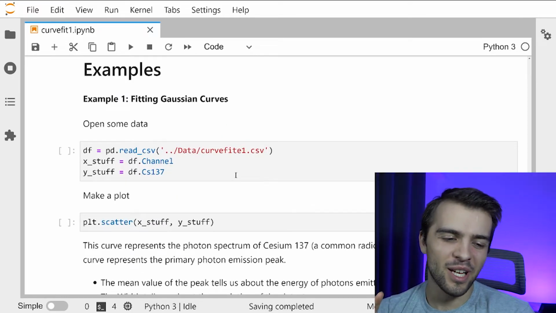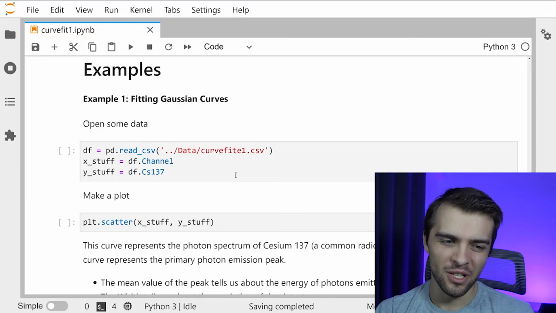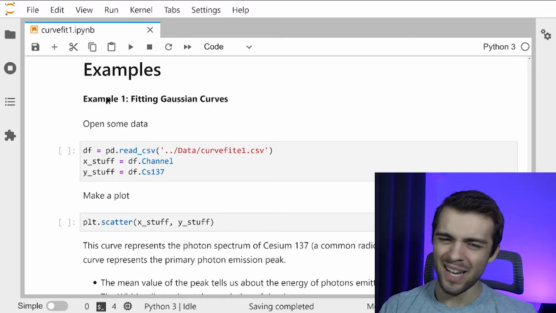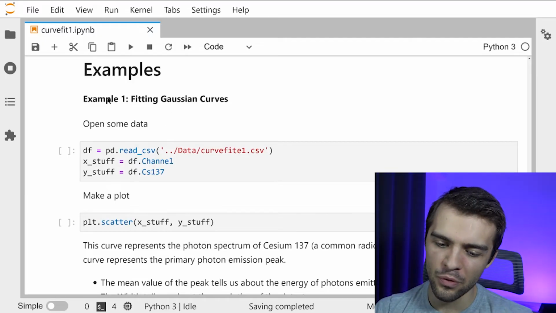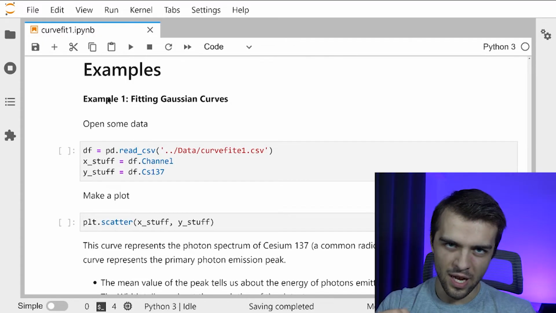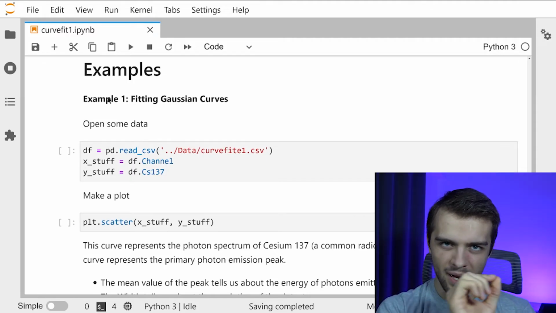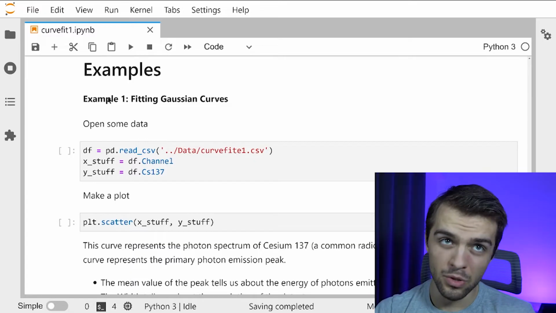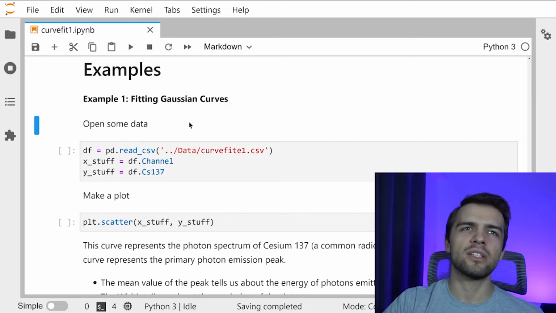So I think it's good to look at 3 quick examples here, and they sort of go into common things that you run into when you're dealing with data in the field. So the number one thing that you'll probably do with curve fit is fitting Gaussian curves, because the mean, mu, and the standard deviation, sigma, tell you a lot about different things. So for example, let's open some data here.